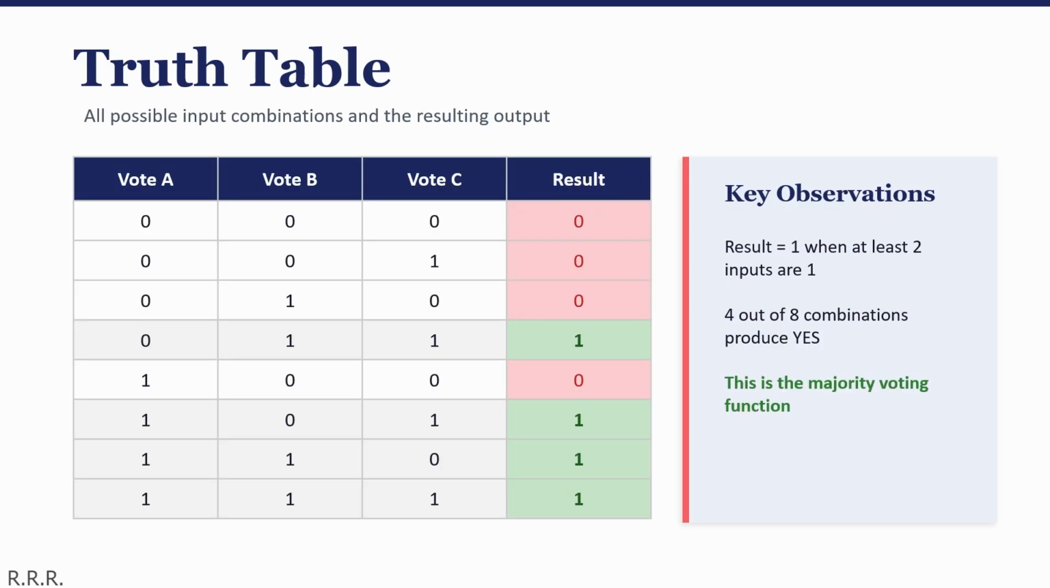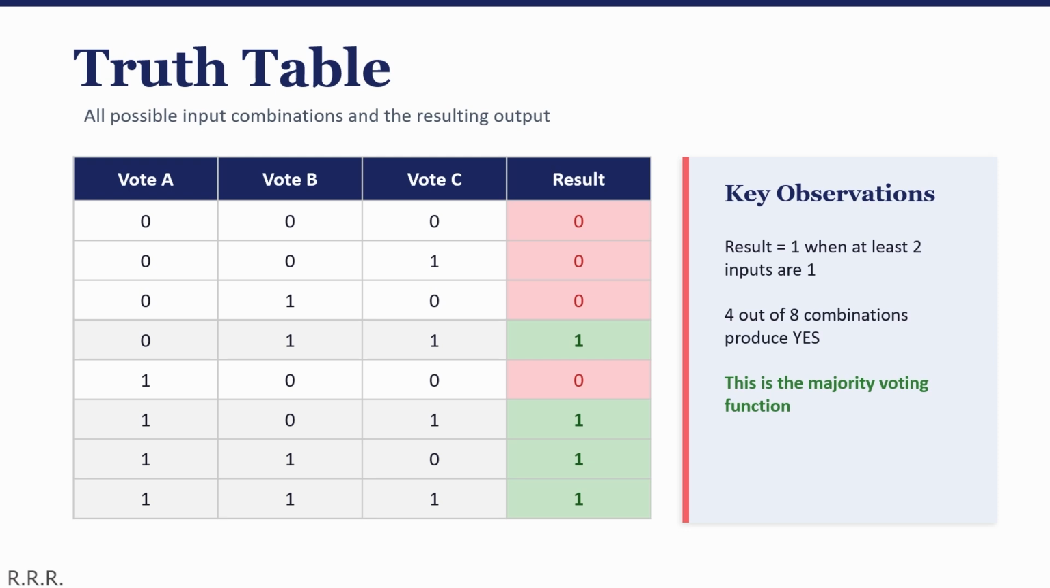This is the truth table, one of the most important steps in digital logic design. Since we have 3 inputs, each of which can be either 0 or 1, there are 2 to the power of 3, which equals 8 possible input combinations. The truth table lists every single one of them, along with the expected output. Let me walk you through the key rows.